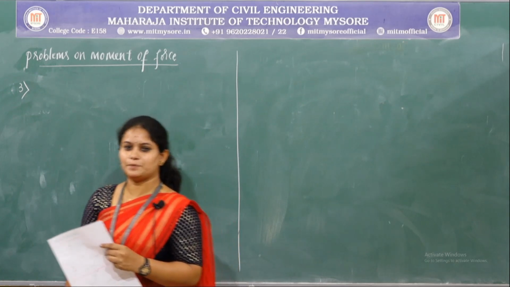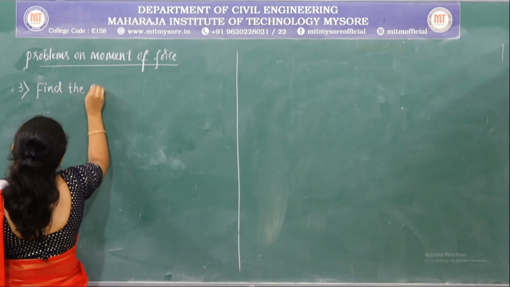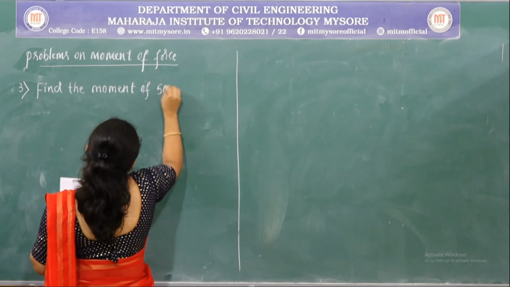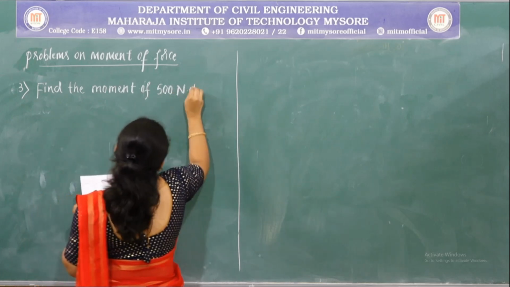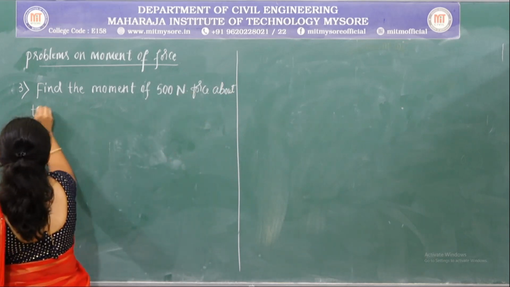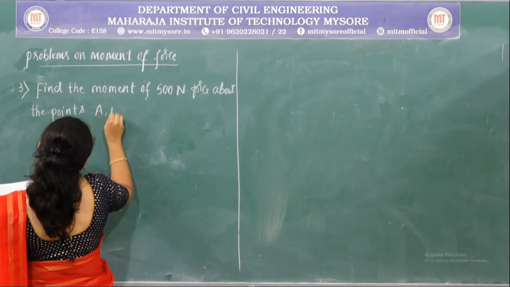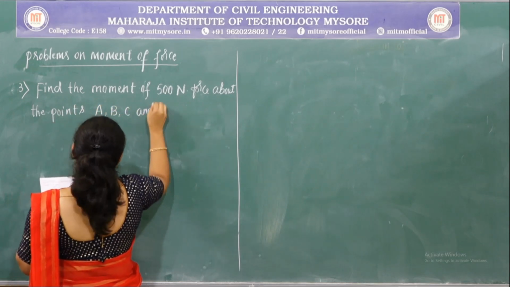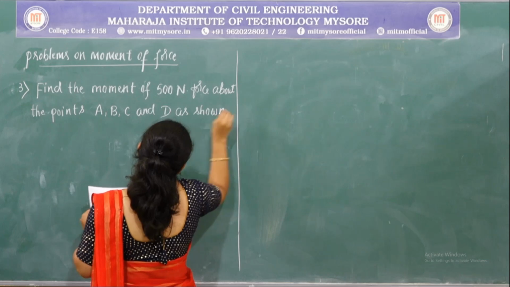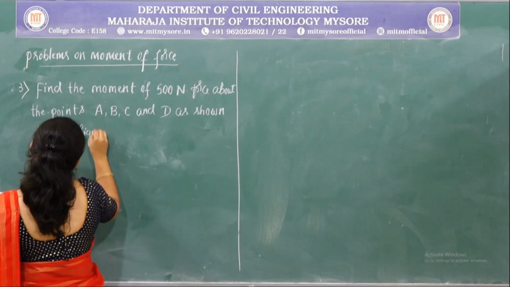Now we shall take up the third problem. The problem states that find the moment of 500 Newton force about the points A, B, C and D as shown in the figure.